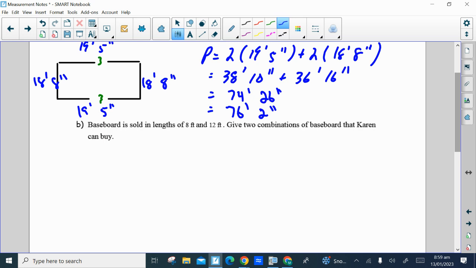Baseboard is sold in lengths of 8 feet and 12 feet. Give two combinations of baseboard that Karen can buy. So let's say that she's going to buy all 8-footers. She needs 76 feet 2 inches, which we would have to round up to 77 feet because they don't sell baseboards in increments of inches. It's either an 8-foot piece or a 12-foot piece. So let's round up the 76 feet 2 inches to 77 feet, and we'll divide that by 8. And that would tell us how many 8-foot chunks she'd need to buy.